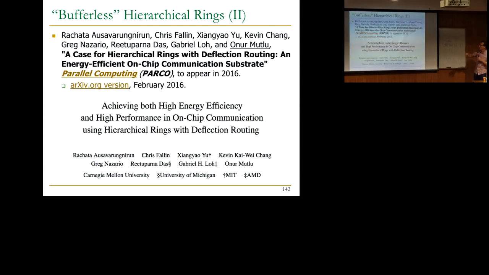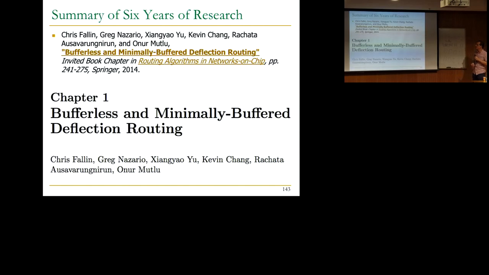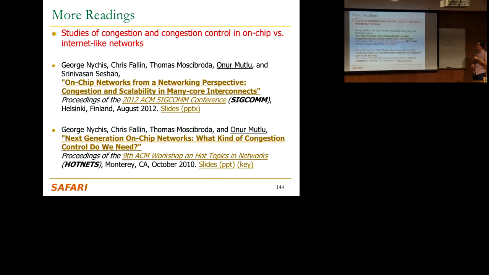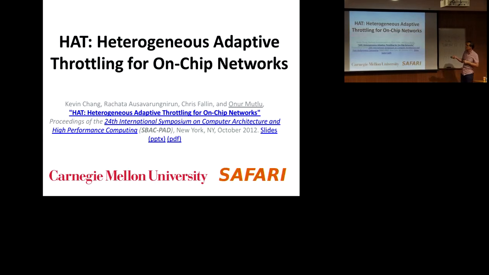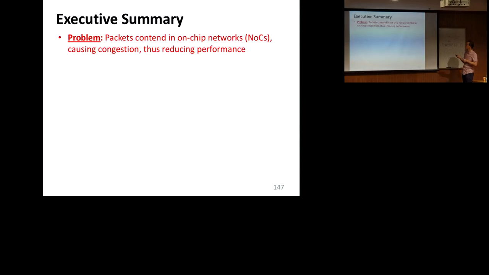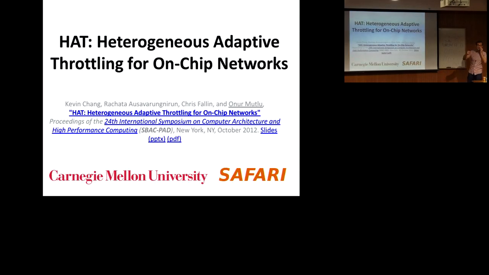And this is the much more extended version of that paper, and we have a chapter that talks about that. So there are more readings. We also looked at congestion control. This paper looks at adaptive throttling. I'll cover this paper, and then we'll take a break. Basically, we later looked at throttling mechanisms.